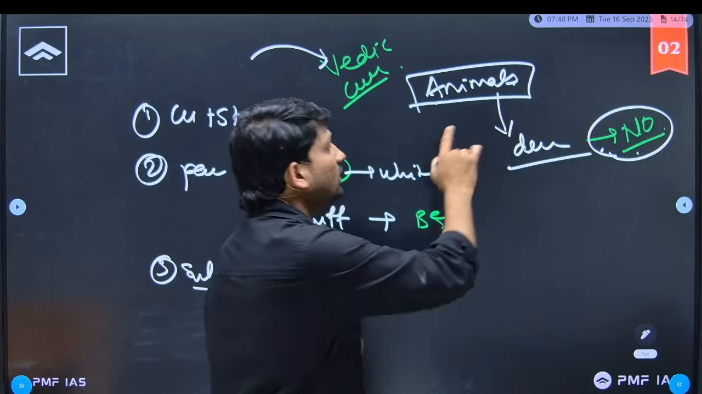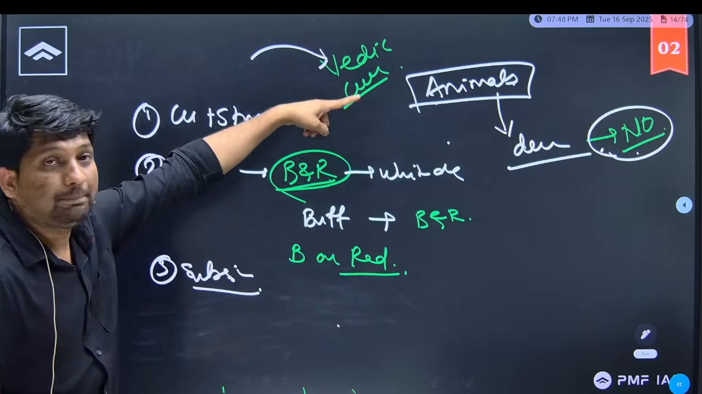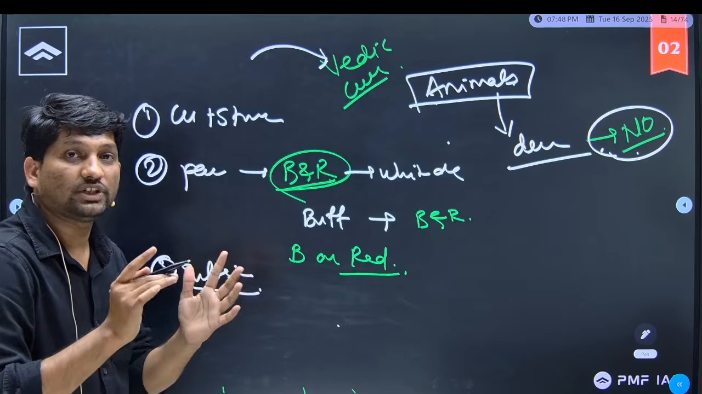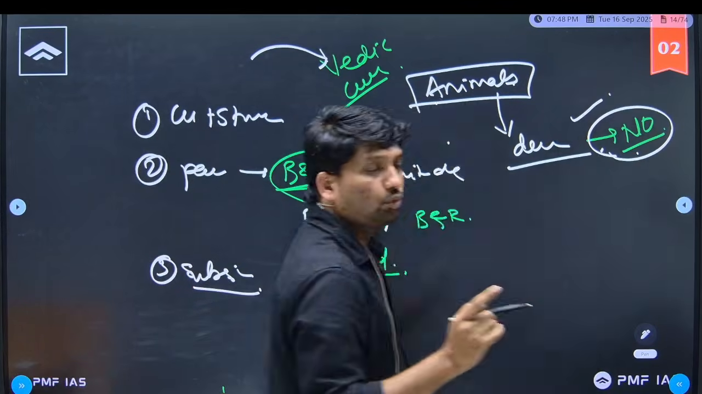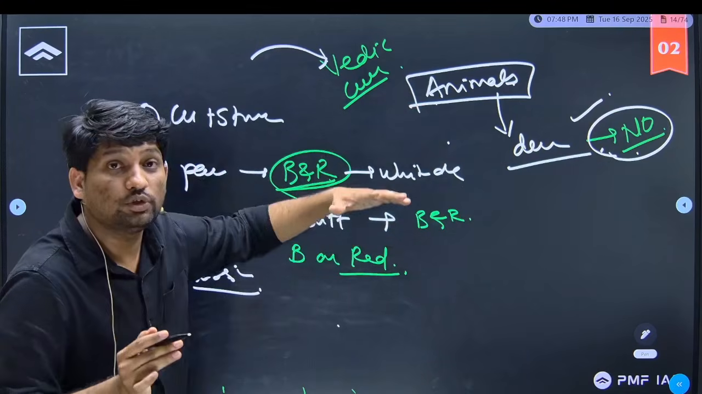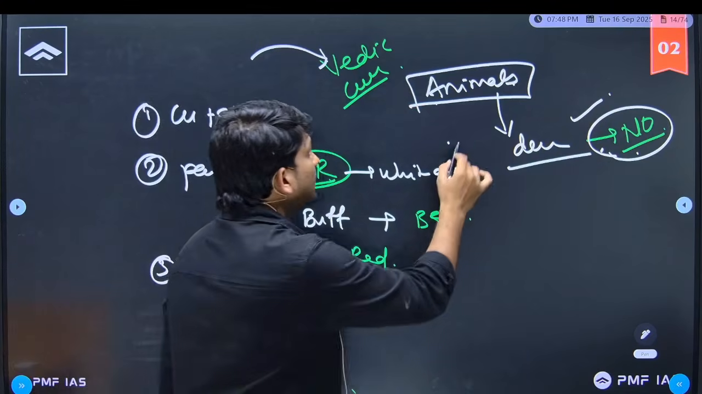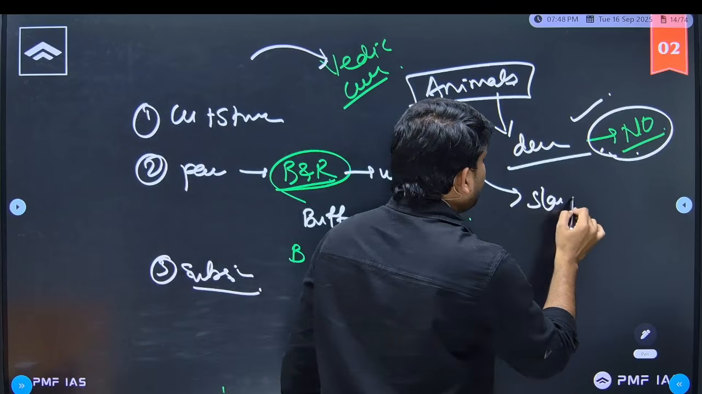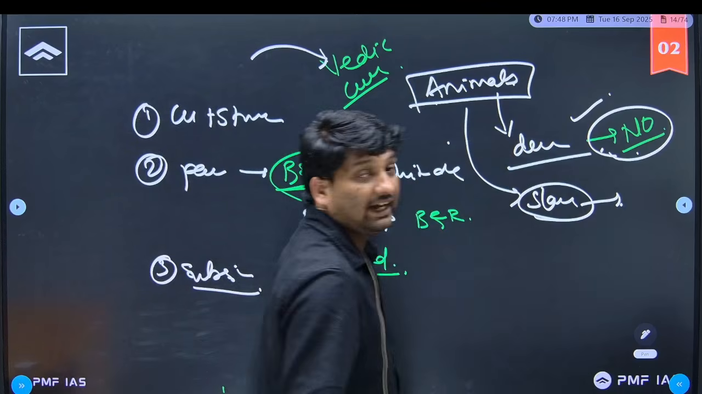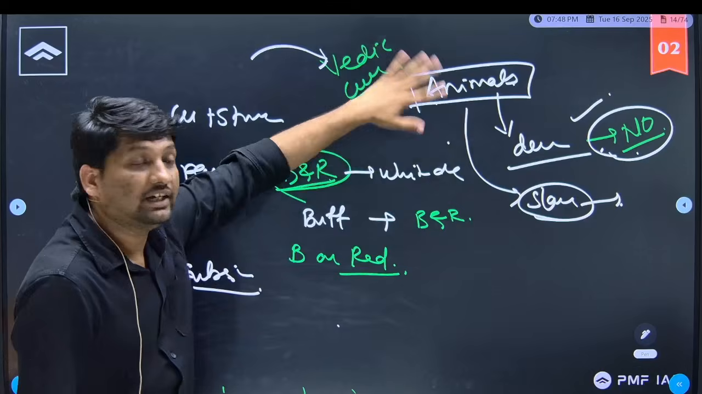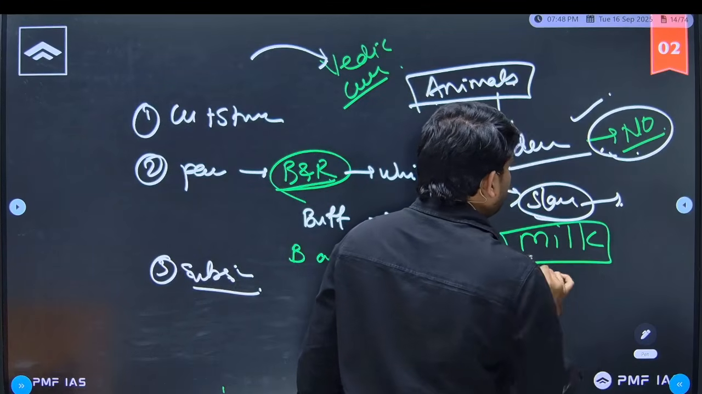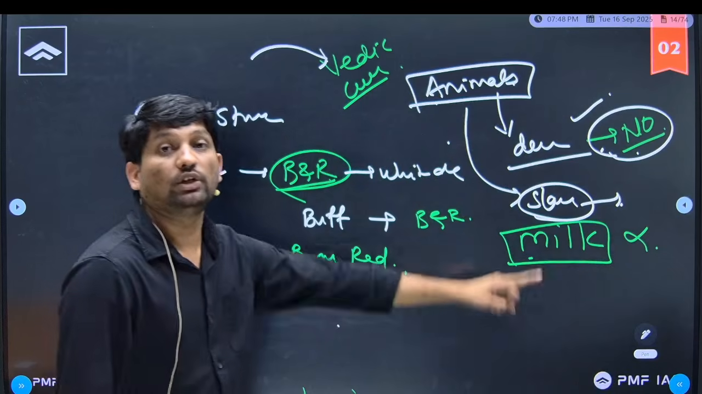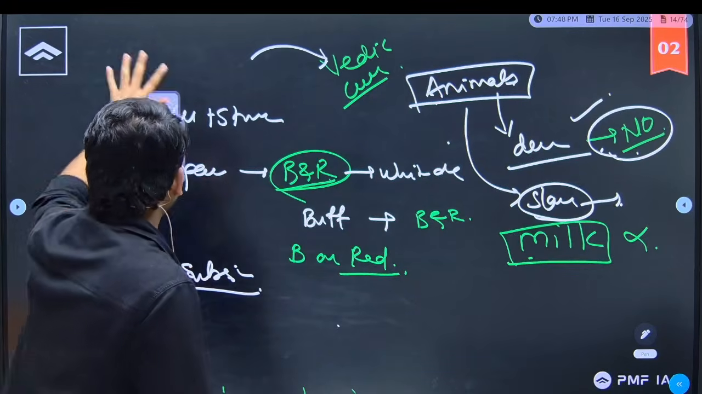Similarly, in this Chalcolithic age, people did domesticate animals, but they were not aware of horses. And most important, they did not use animals fully. They only used animals for slaughtering, meaning they killed the animal and used its meat, but they did not use its milk. They did not use their milk, meaning they did not fully use these animals.